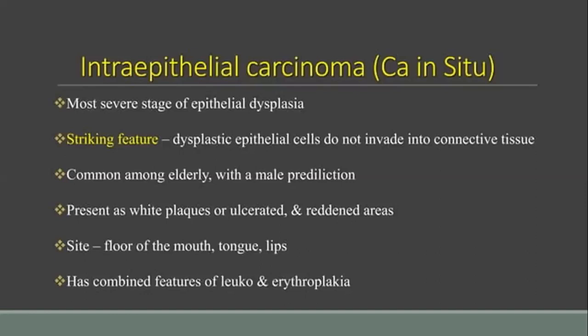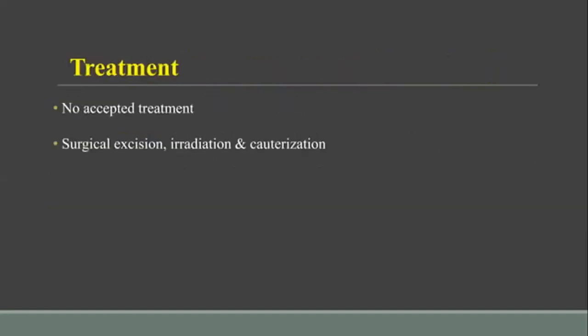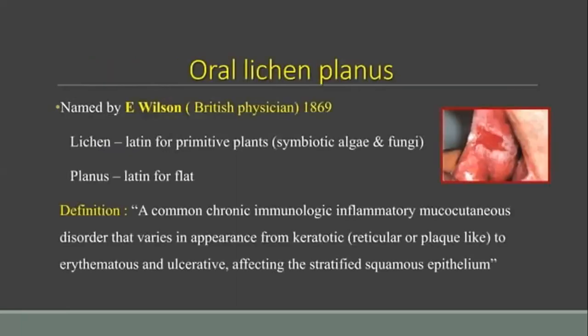The sites that are mostly affected are the floor of the mouth, tongue, and lips. It has combined features of leukoplakia and erythroplakia. So this is something that can combine. As for treatment, there is no accepted treatment. So actually there is not much you can do about it. The only options could be surgical excision, irradiation, or cauterization.